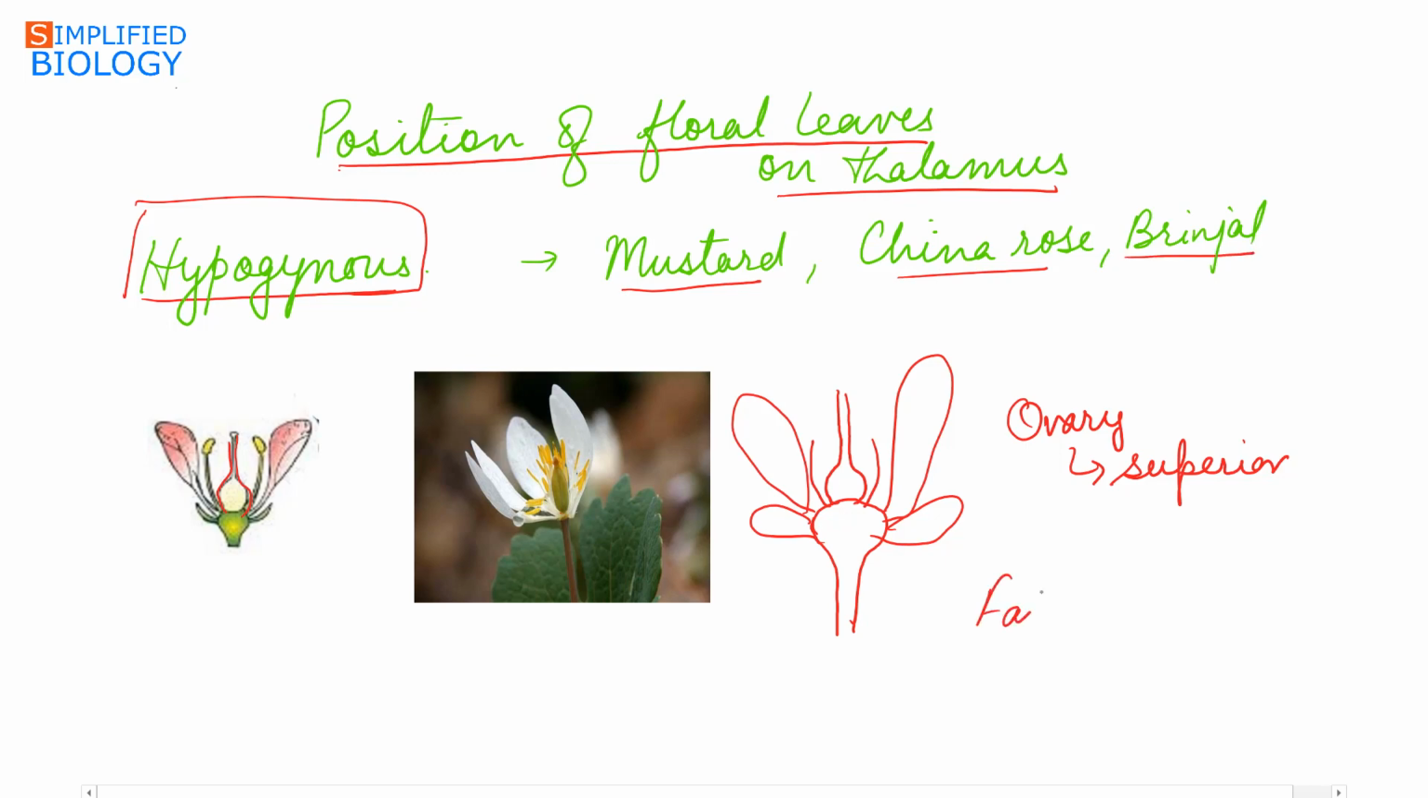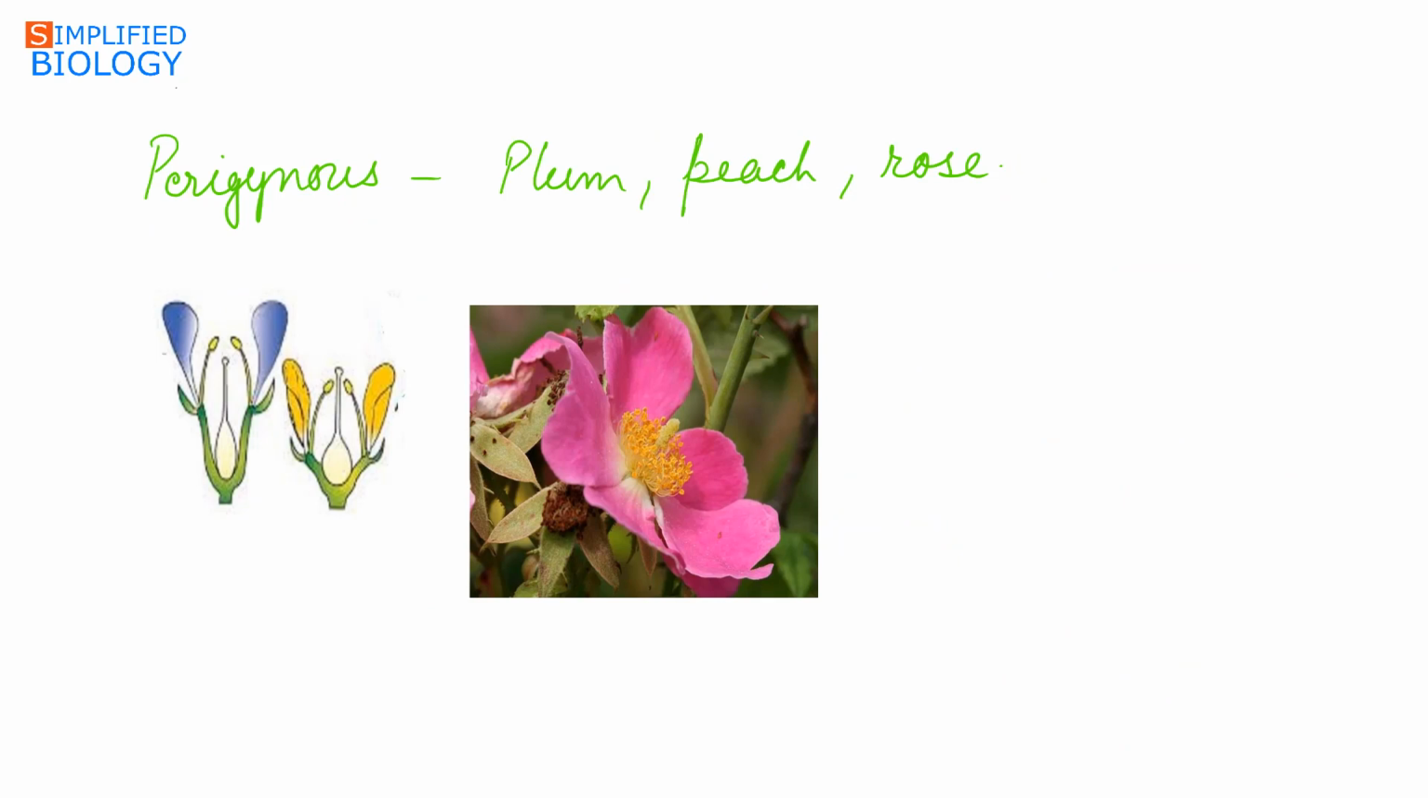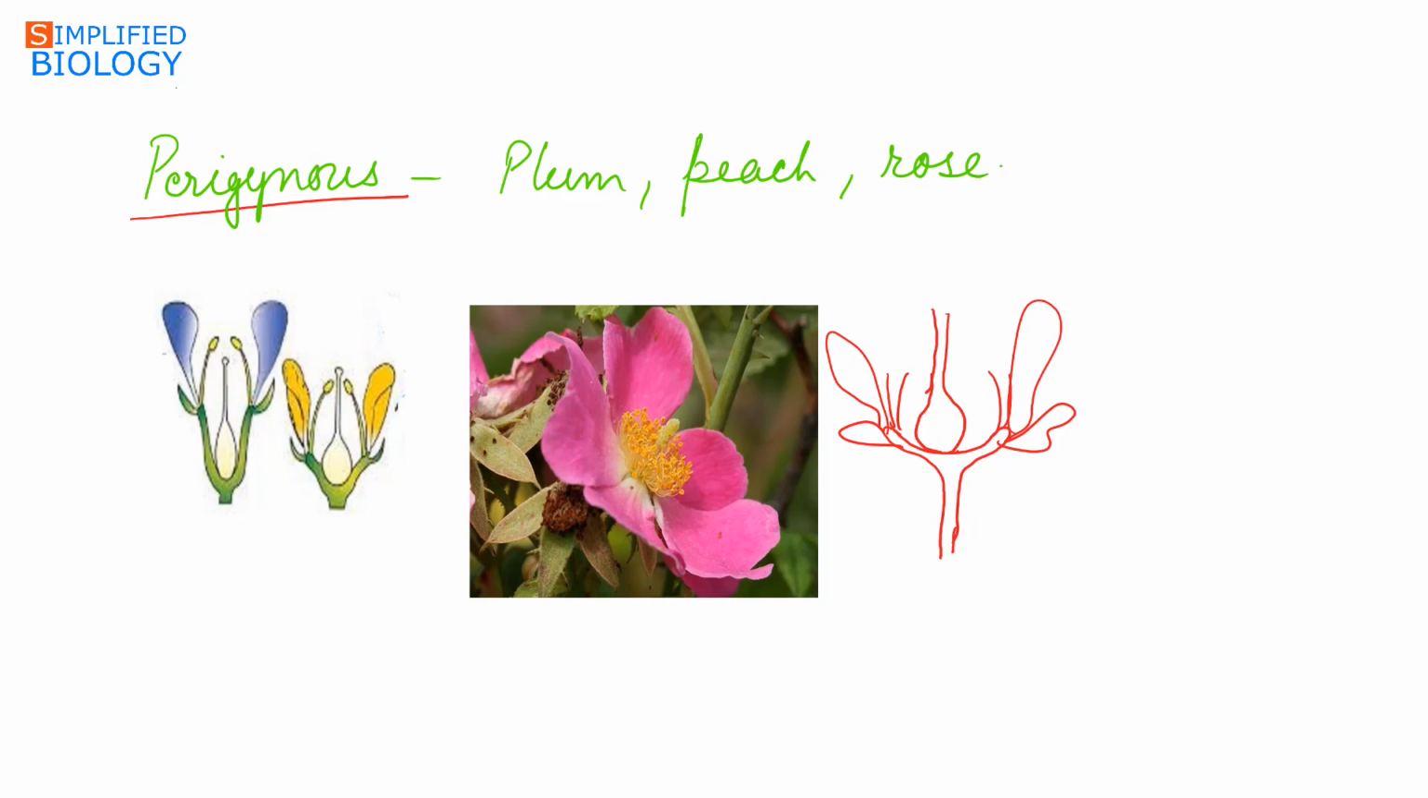In family Fabaceae, Solanaceae, Liliaceae and Brassicaceae, hypogynous flowers are seen. Next is perigynous. In this, the thalamus is somewhat flattened, forming a slightly cup-shaped structure, at the center of which lies the ovary, while the other whorls lie at the rim. As seen in case of rose.